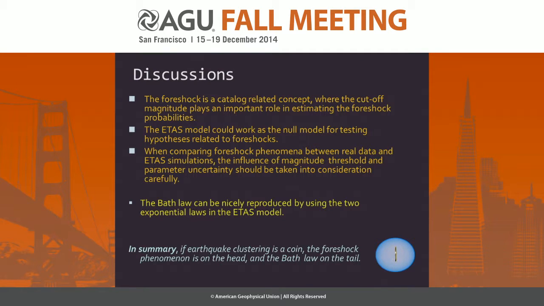Let me come to the conclusion. In my point of view, earthquake clustering is more like a coin. The foreshock phenomenon is on the head, and the Båth law is on the tail. It is hard to believe there is a focal mechanism that creates the foreshock phenomena without changing any other part of this coin. Studying how the tectonic environment influences earthquake clustering behavior is more meaningful than seeking foreshocks only. Thank you.